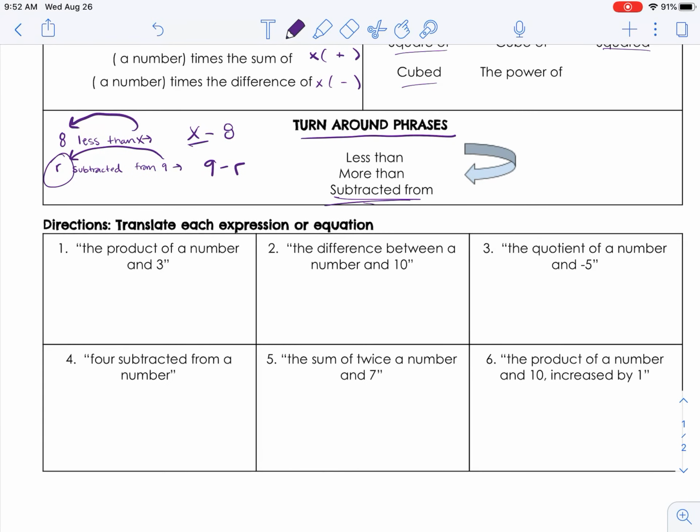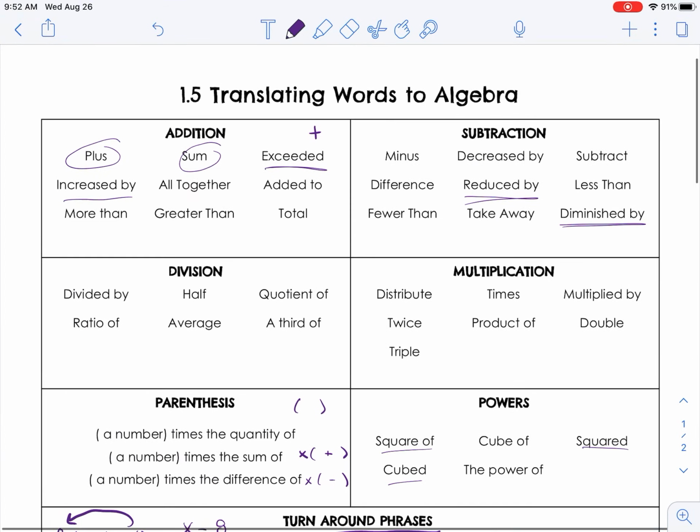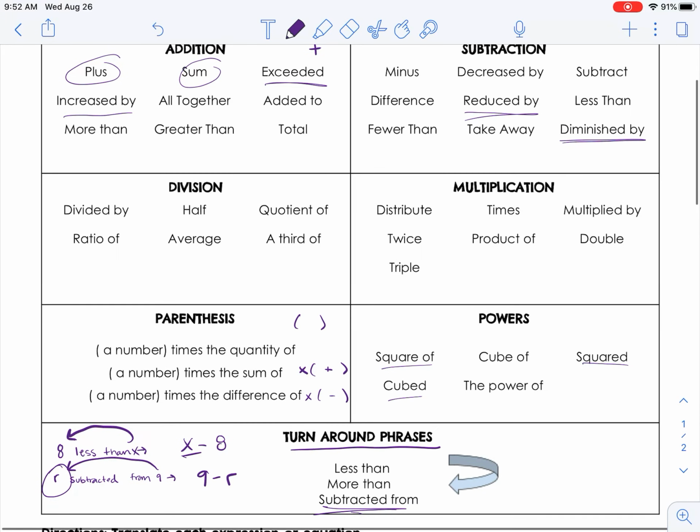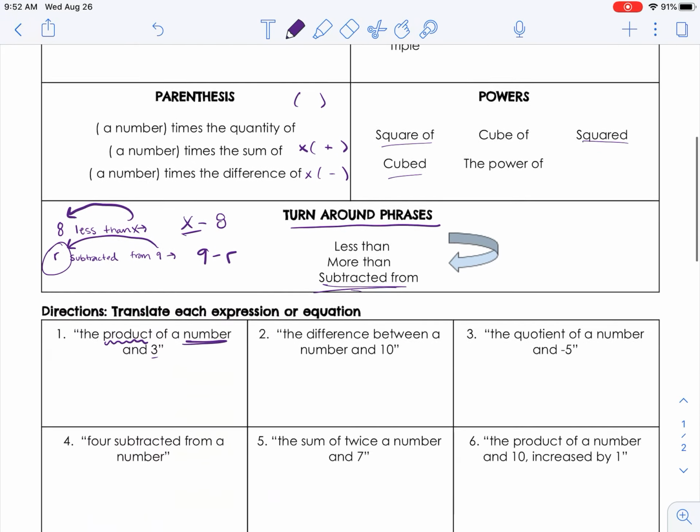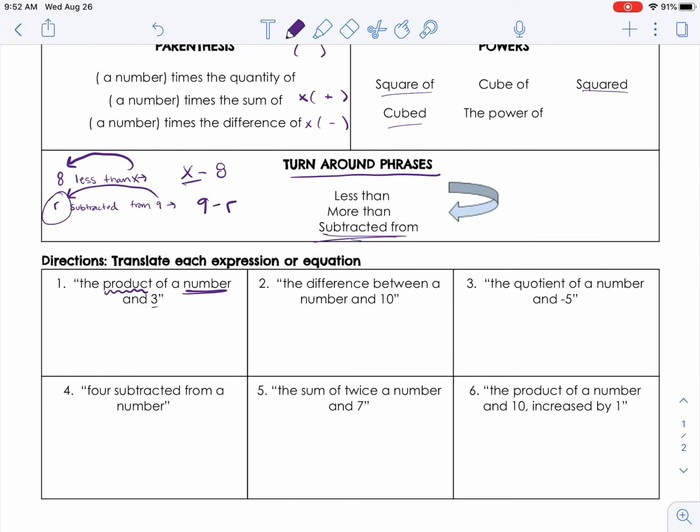So translate each expression or equation. So number 1 says the product of a number and 3. Anytime it says a number, that means we're working with a variable. So you can pick any letter. I usually just pick x. And if you remember, product was one of our multiplication words. So we're going to say the product of a number and 3. So that's going to be 3 times x, or x times 3, or 3 times n, whatever letter you choose.